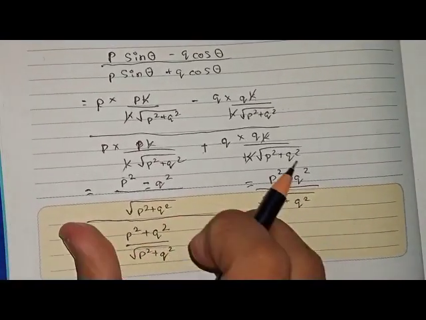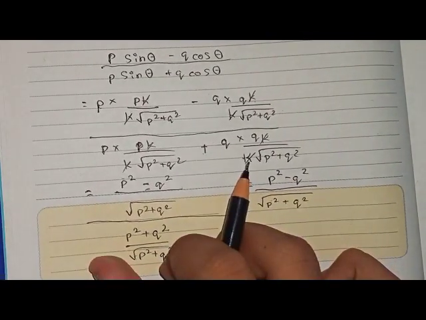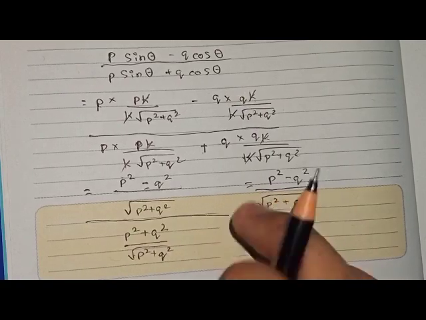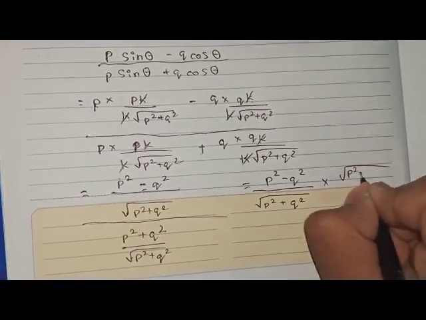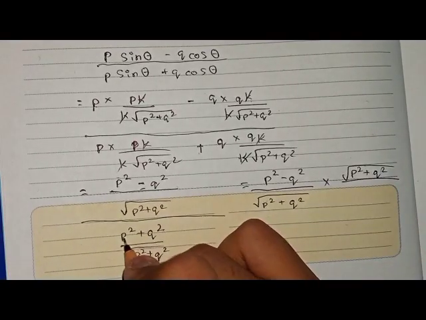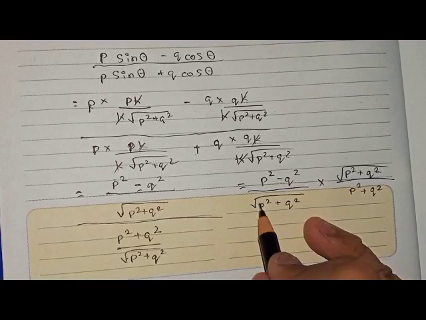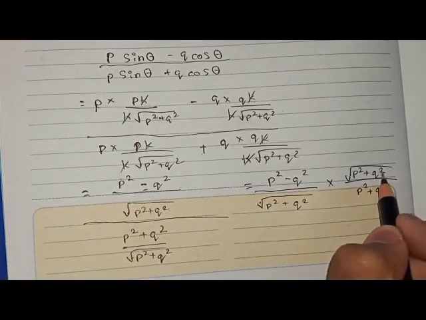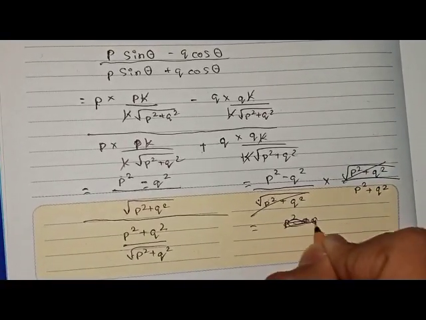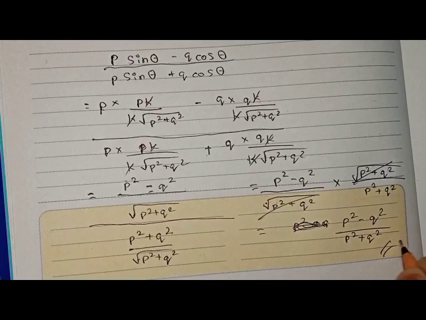Now see guys, here it is division. So p square plus q square root by p square plus q square root is given. But if we take it for multiplication, there will be a reciprocal. So this root p square plus q square will go up, multiplied by p square minus q square divided by p square plus q square. Here p square plus q square root, here also, can cancel. So remains p square minus q square by p square plus q square. So this is the final answer for this question.